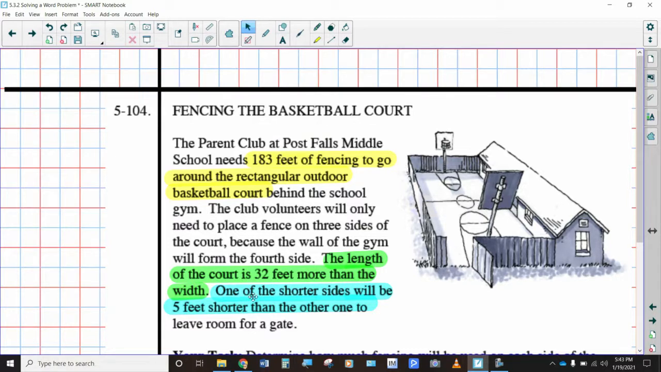And it says that one of the shorter sides, this one, will be 5 feet shorter than the other side to leave room for a gate. So all we're doing is buying the fencing right now. Later, they're going to use something to create that gate right there, okay? So this is the problem. And we want to convey all of this information into a 5D process where we show our work and we feel very confident that we've got the correct answer, okay?